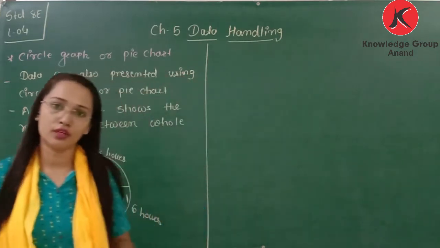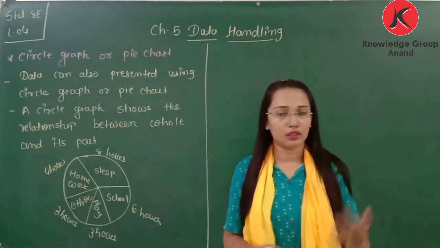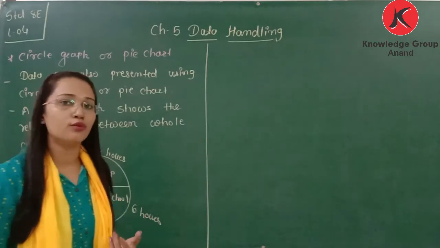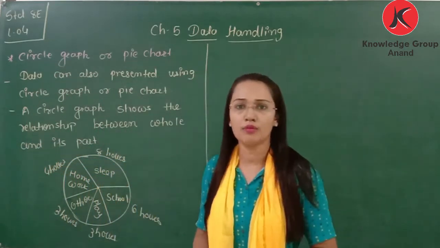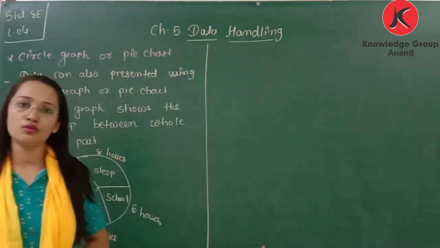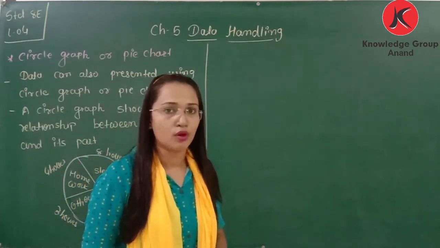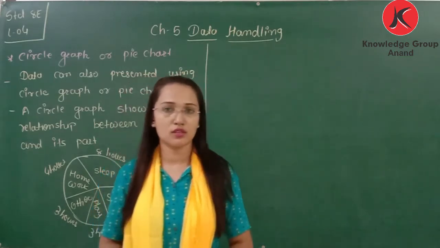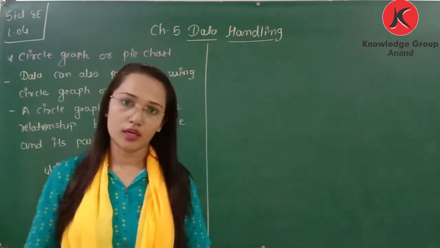We learn about the different representations of graphs. We learn about the pictograph, which is a picture representation of the data. After that we learn about the histogram. We use a histogram when it is a grouped frequency distribution, and we use a grouped frequency distribution when we have a large amount of data. So whenever we have a large amount of data, we will use the grouped frequency distribution, and for grouped frequency distribution we will use the histogram.